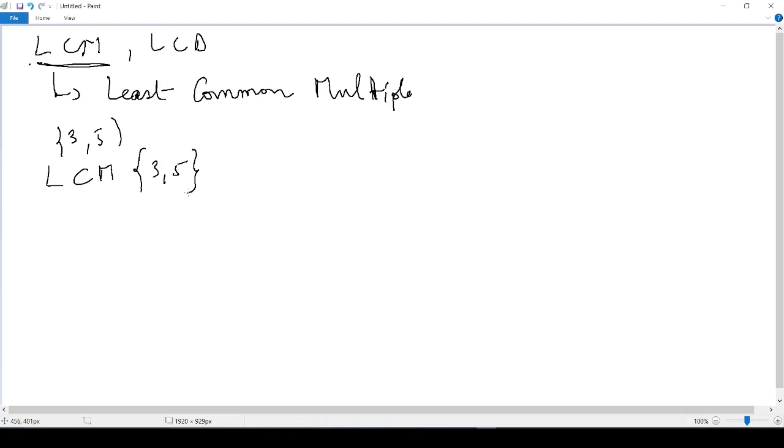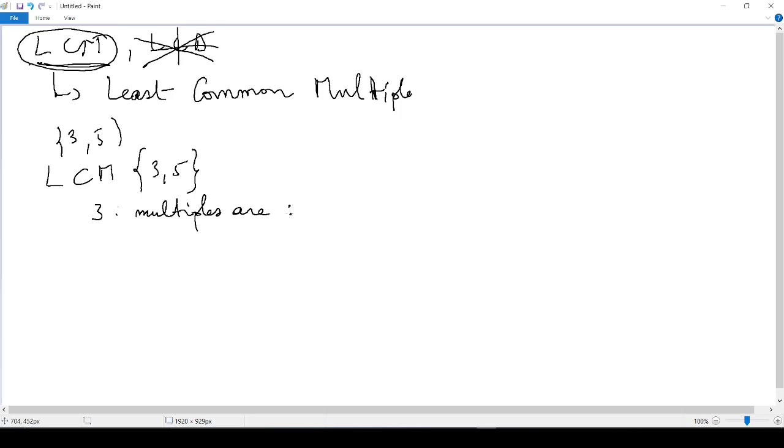So in this case, for our LCM of 3 and 5, we will go one by one, take 3 and list the multiples of 3 and take 5 and do the same thing. And from the list that we will have, we will choose the least multiple that is common for both. So let's go. Let's do 3. For the number 3, multiples are, so let's recall that we are doing LCM, not LCD yet.